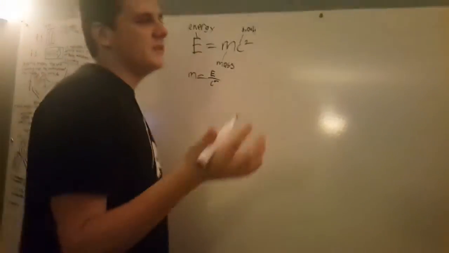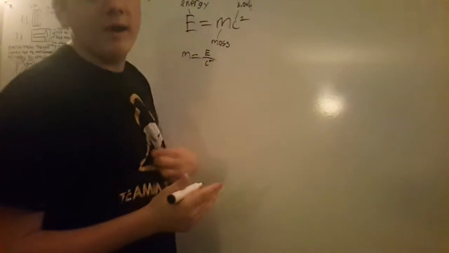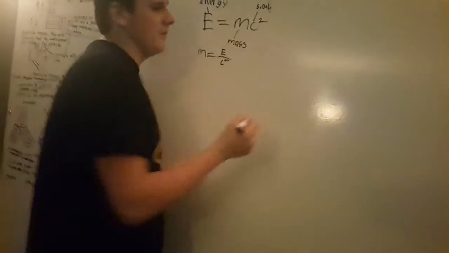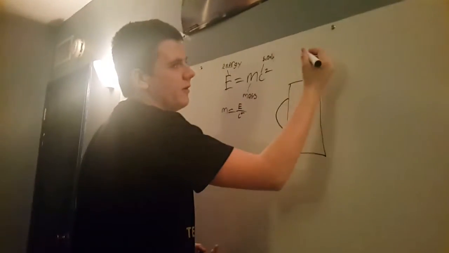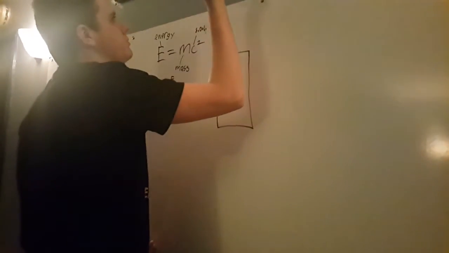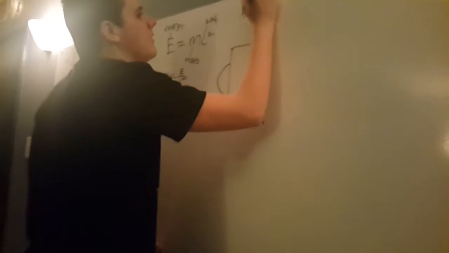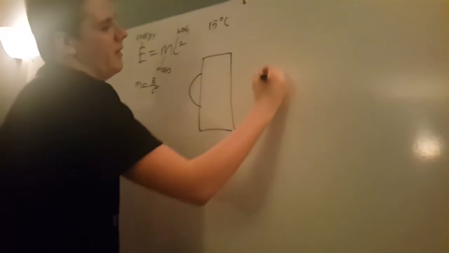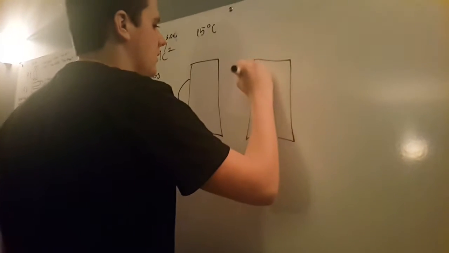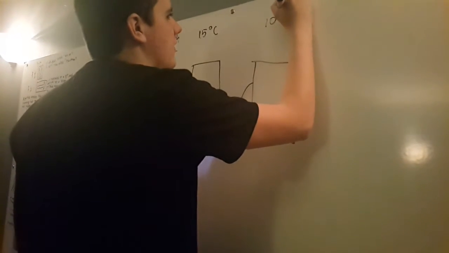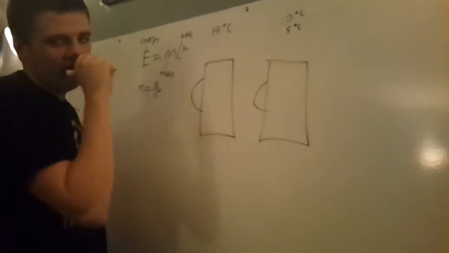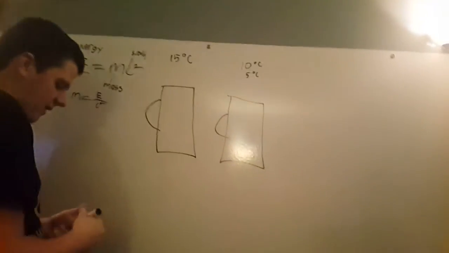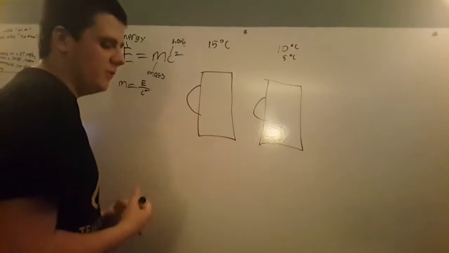by this rule, as Einstein said, a hot cup of coffee, say at 15 degrees Celsius, will weigh more than a cup of coffee that's at 10 degrees Celsius or 0 degrees or whatever you want, 5 degrees, etc. This will weigh more than that. That's because the molecules are moving around, they have more energy, and thus they have more mass, and thus gravity influences them more, right?